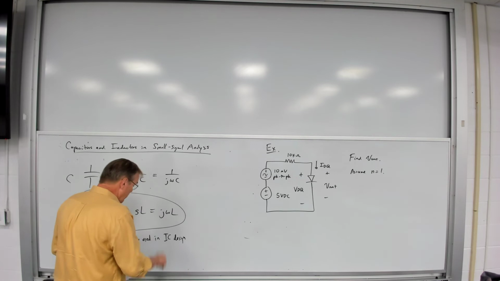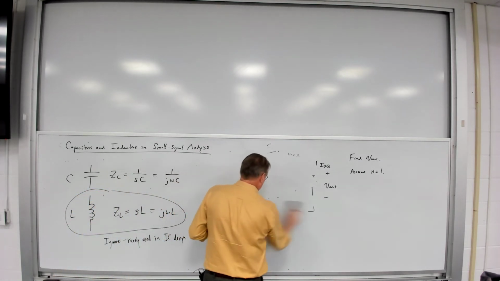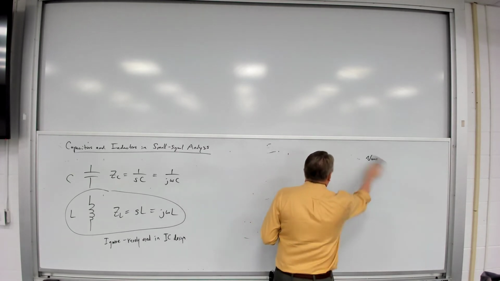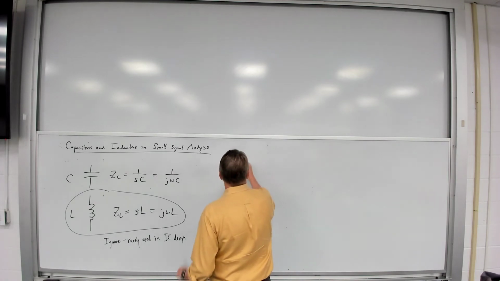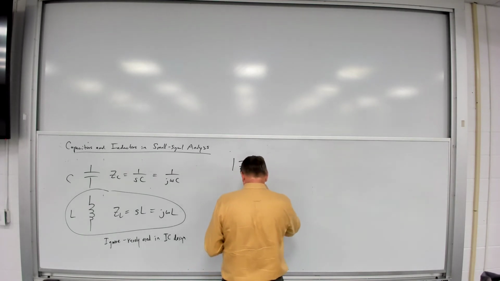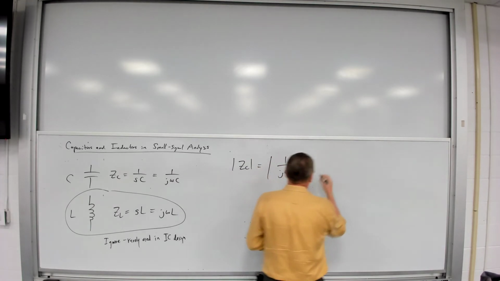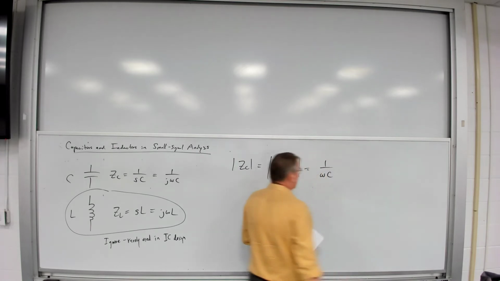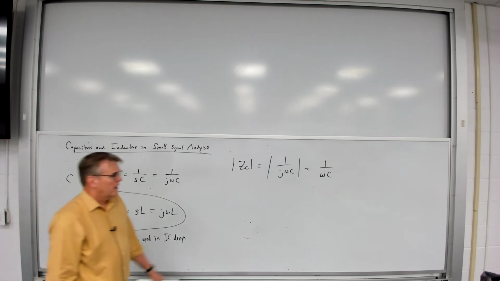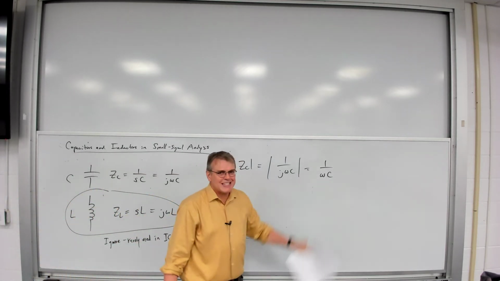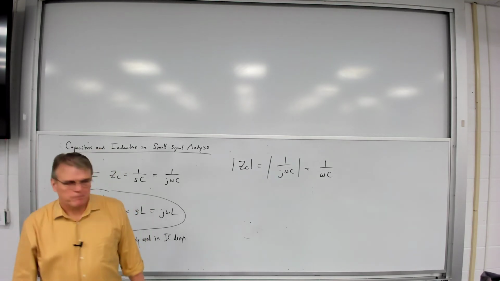So in this case, we're going to make some assumptions. The magnitude of the impedance of a capacitor is the magnitude of 1 over j omega C, which is just going to be equal to 1 over omega C. And here's the assumption I'm going to make. If omega times C is large enough, we're going to assume that the capacitor impedance is very small.